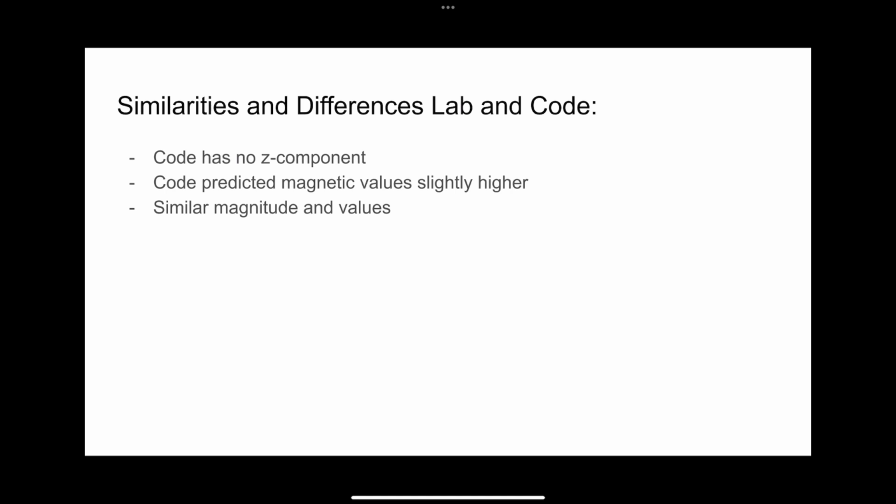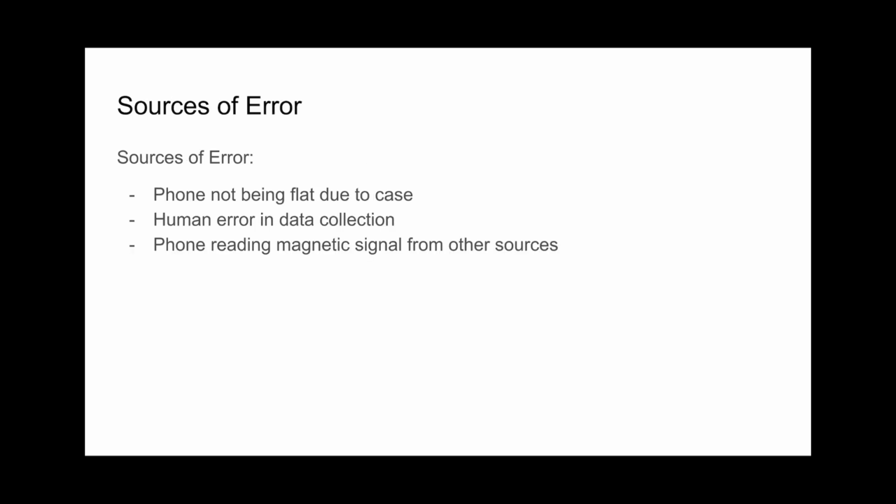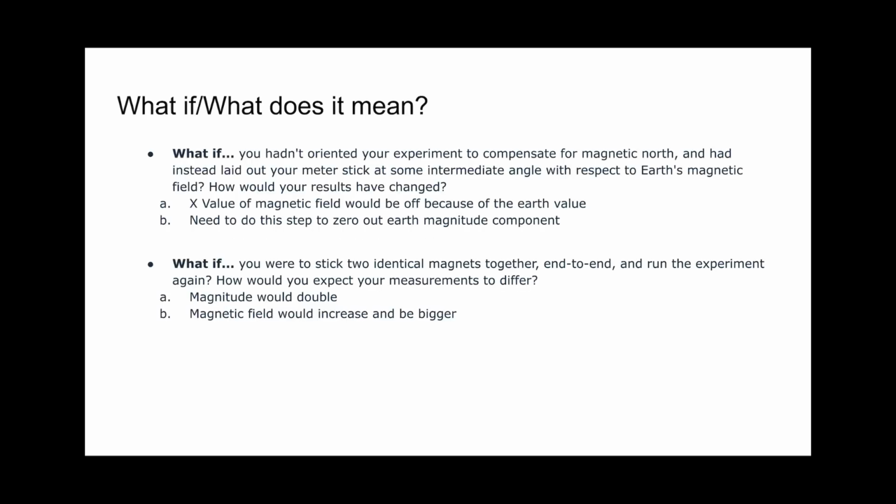Analysis. Okay, similarities and differences between my lab and code. My code had no Z component, and my code predicted a magnitude slightly higher than what was actually measured in lab. Why this is different would be the strength of the magnet accounted for in the code versus my actual magnet, and then it was very similar in magnitude and range of values. Sources of error: phone not being flat, human error, and the phone reading other magnetic signals. And then what if the X value of the magnetic field would be off because of the other value? And then if you had 2 magnets together, the magnetic field would increase and be bigger.